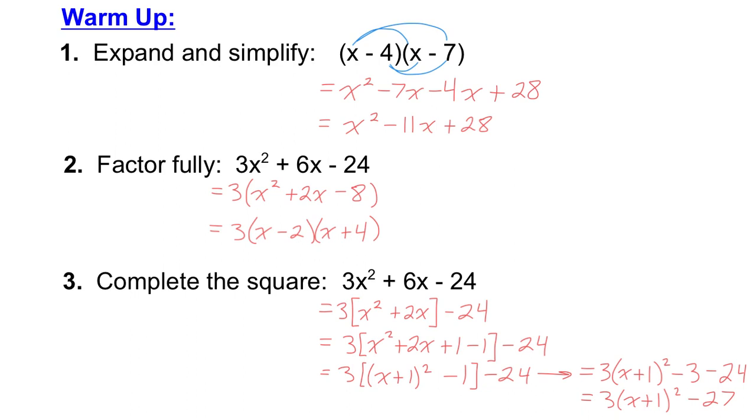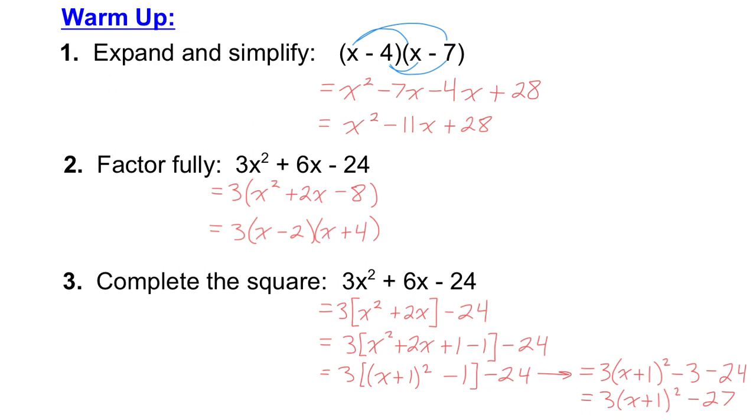Here's my answers. Remember, expand and simplify. You're multiplying each term in these brackets by each term in these brackets, and you simplify your like terms by adding them together. Factoring fully, always look for the greatest common factor first. In this case, 3 is the greatest common factor, and I'm left with a simple trinomial. So I need two numbers that multiply to -8 and add to 2. That's where these came from.